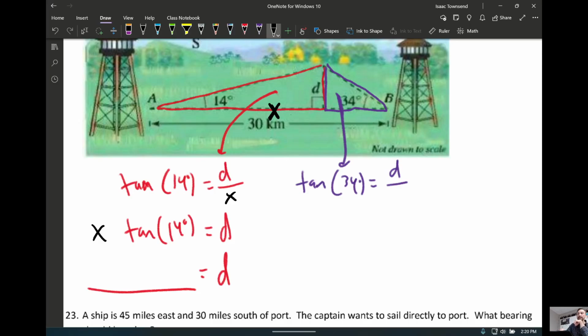This is X. I didn't know it, so I labeled it X. I also don't know this length, so you might be tempted to call it Y. But it's a lot better to say if this whole thing is 30, if this much of it has already been called X, then this much of it would be called 30 minus X.